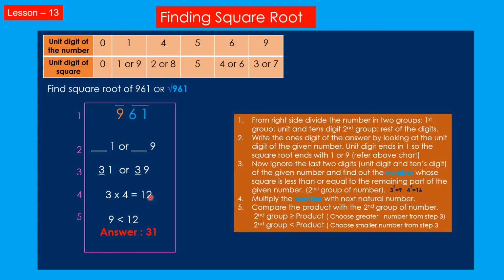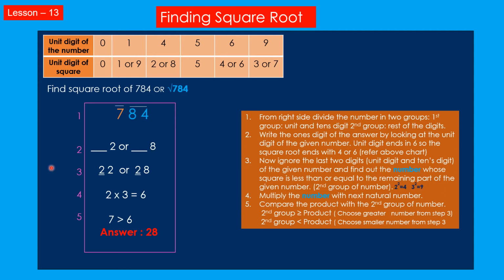Here our product is 12, and the second group, 9, is less than 12, or your product is more than the second group of number. So when the second group of number is less than the product, you pick the smaller number from step 3. So our smaller number from step 3 is 31. So your answer is 31.